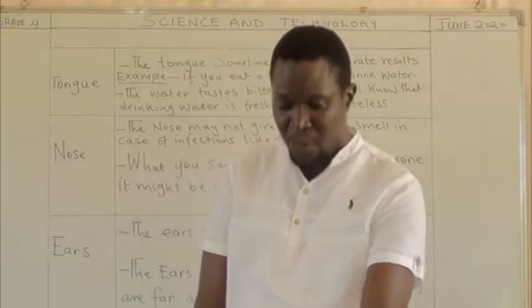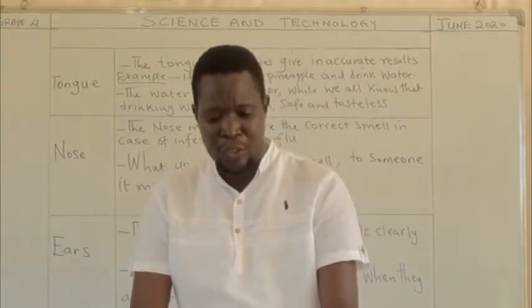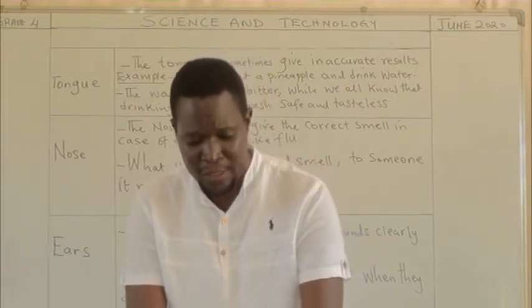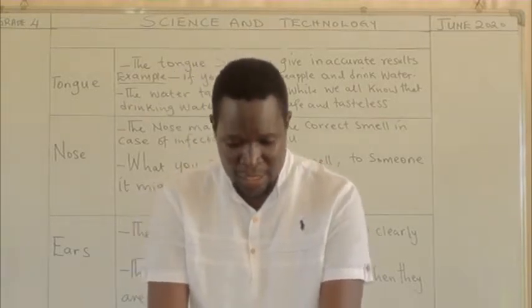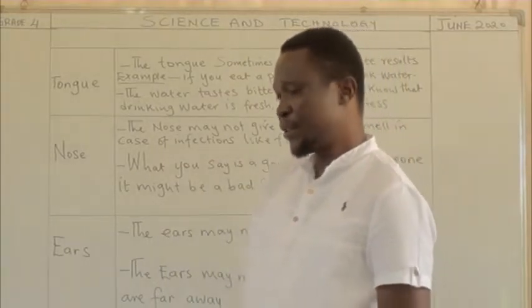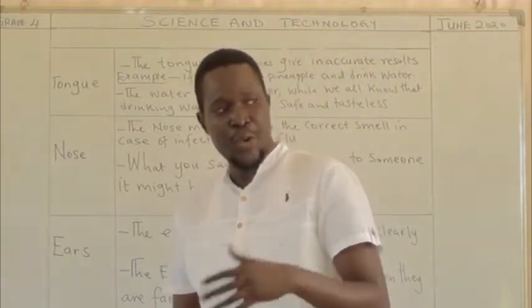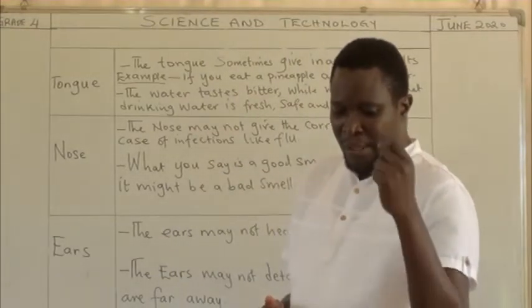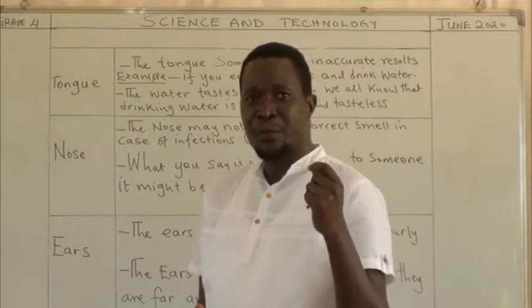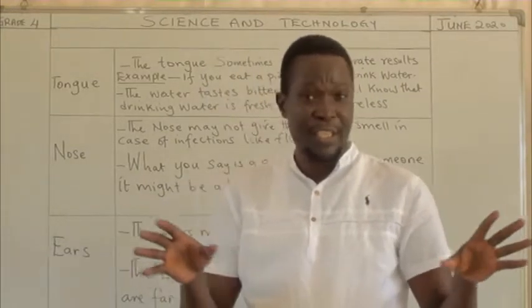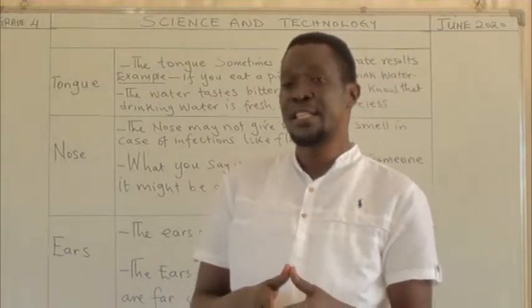Now, we talked about the first 2 sensory organs last time, that is the eye and the skin, and their limitations. We learned that the eye is a sensory organ for sight. It helps us to see whatever is taking place in our environment, right?